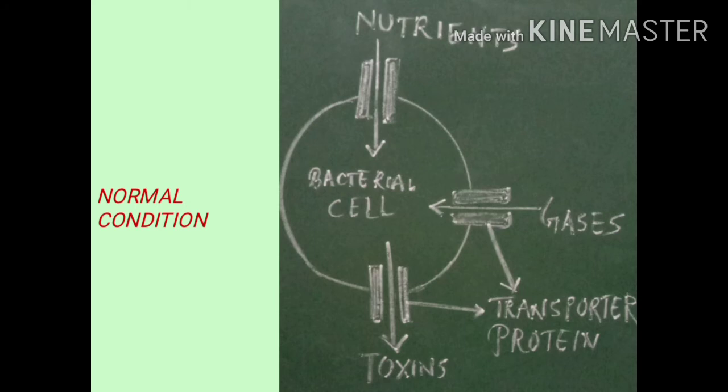Children, this diagram represents the normal condition of the bacterial cell where the transporter proteins are functioning properly. As you can see, nutrients and gases are allowed to enter inside the bacterial cell. Toxins are leaving the bacterial cell. Once these transporter proteins are acted upon by the antibiotics, they cannot function properly and ultimately the bacterial cell dies.